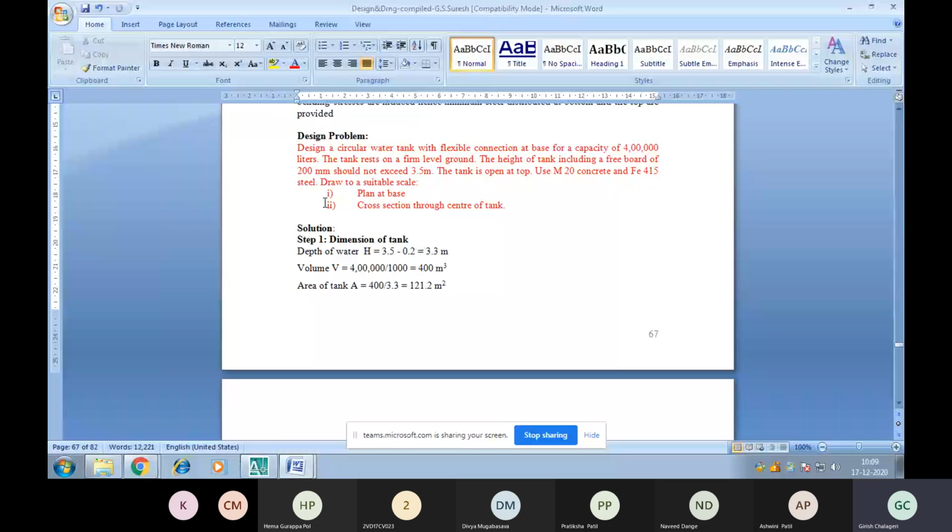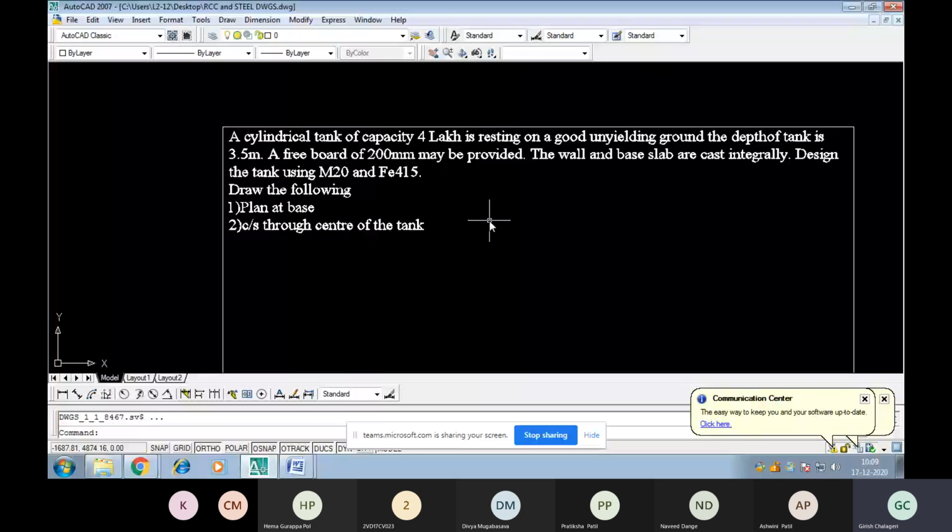So exactly what is given here? We can see the question, the drawing they have given. Design a circular water tank. The question will be given in this fashion. Design a circular water tank of capacity 4 lakh liters, resting on unyielding ground. The depth of tank is found to be 3.5 meters. A freeboard of 200 mm may be provided. The wall and the base are cast integrally, meaning they are homogenous. Then design the tank using M20 and Fe415 steel. So usually the question will be given in this pattern. You need to design and draw the things.